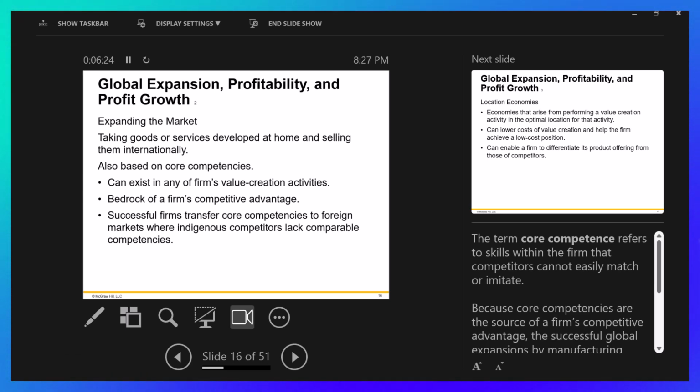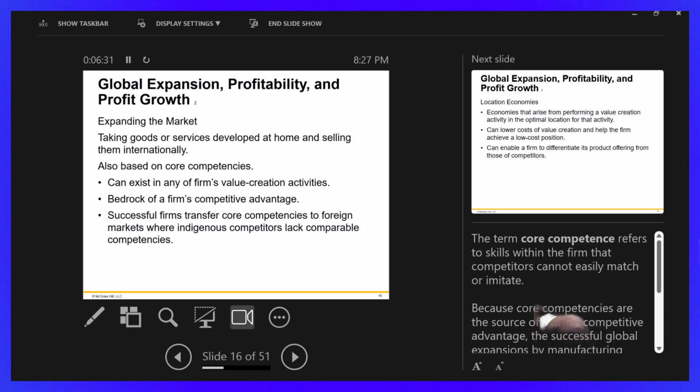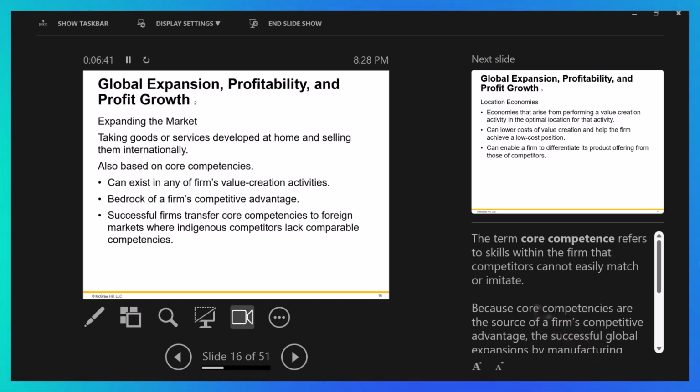Expanding the market: taking goods or services developed at home and then selling them internationally, basically taking it on the road. This is also based on core competencies, which can exist in any of a firm's value creation activities. They are the bedrock of a firm's competitive advantage. If a company has a competitive advantage, it's in their best interest to exploit it, whether just domestically or even on an international front. Successful firms transfer core competencies to foreign markets where indigenous competitors lack comparable competencies.